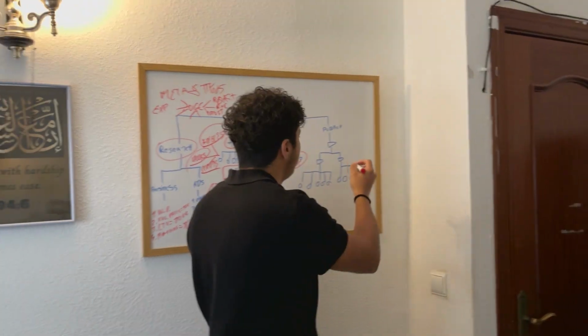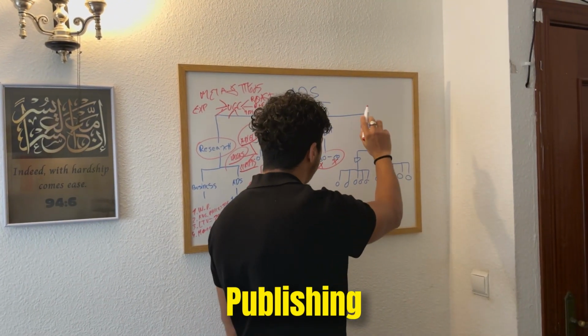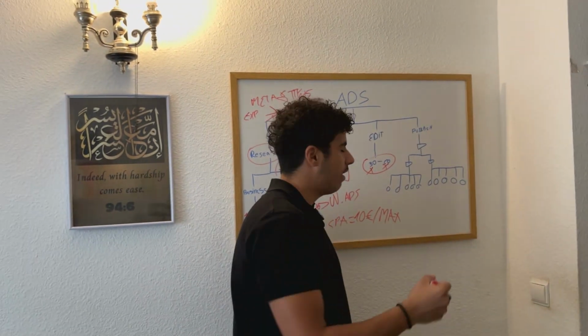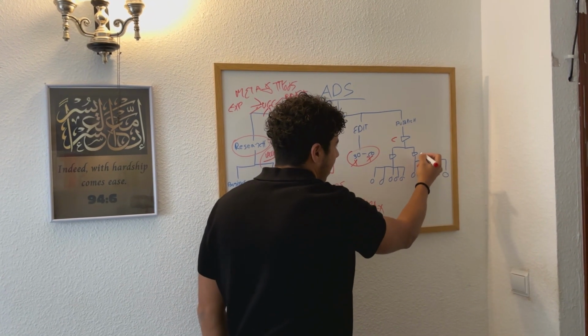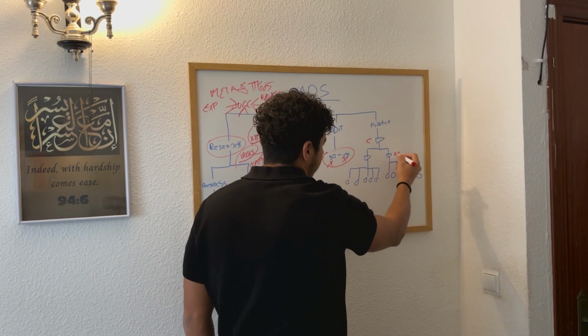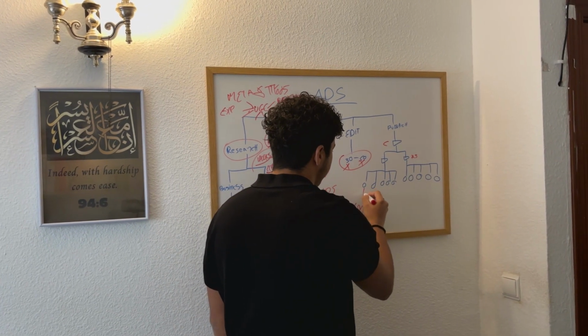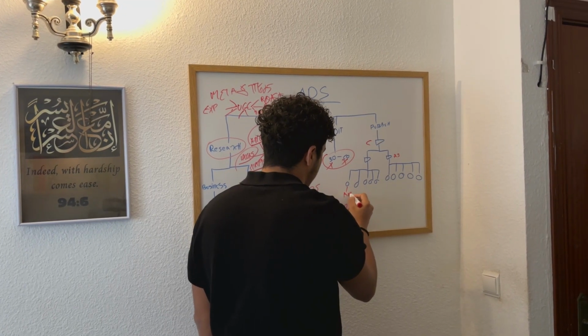Then we go over to the publishing, okay? Publishing is really important in Meta and TikTok ads. Now we have campaigns, then we have ad sets, yeah? And then in every single ad set, we have the ads, okay?